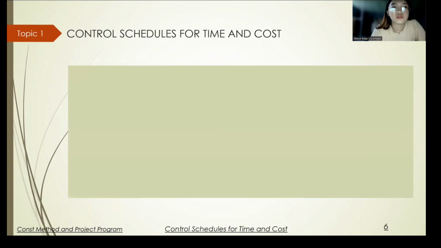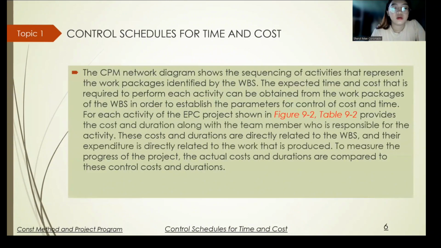So, control schedules for time and cost. The CPM network diagram shows the sequencing of activities that represent the work packages identified by the WBS. The expected time and cost that is required to perform each activity can be obtained from the work packages of the WBS in order to establish the parameters of control of cost and time.